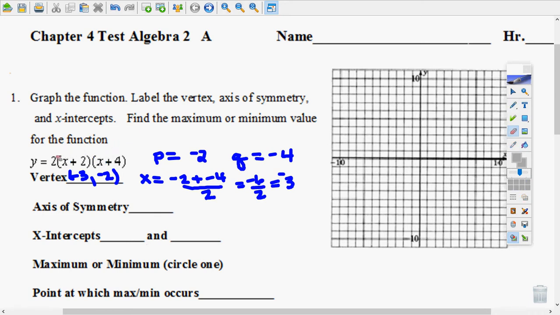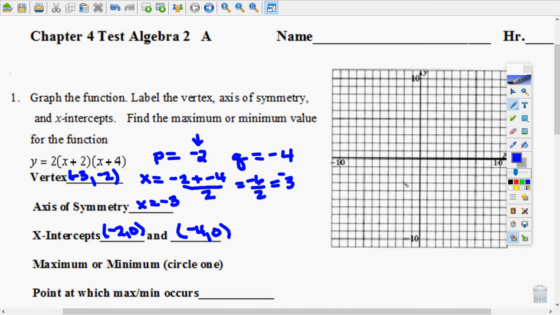All right, and then we need to find the axis of symmetry, which is always the same thing as the x part of the vertex. The intercepts are points, so this would be the point -2, 0. Basically, it's just P written as a point, and Q is the other x-intercept, -4, 0.